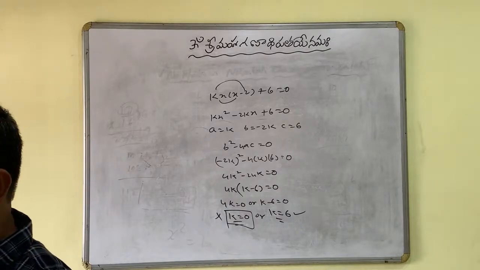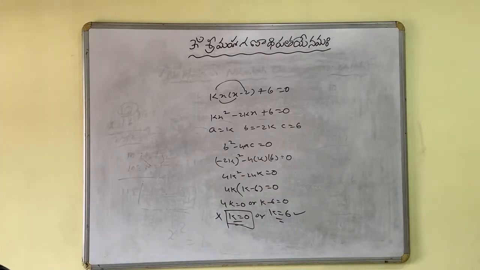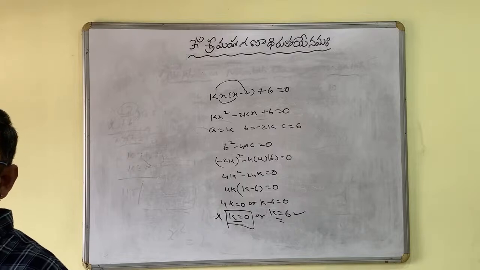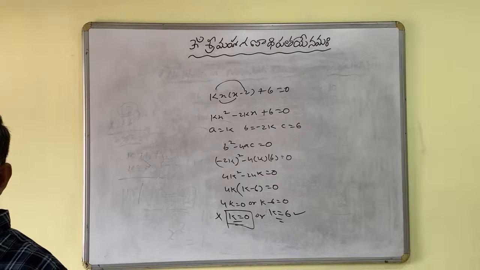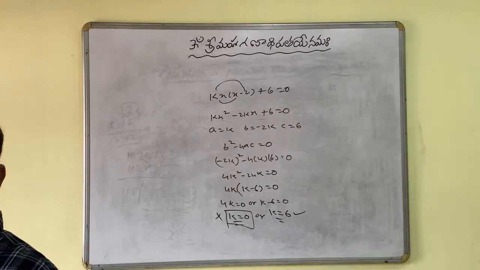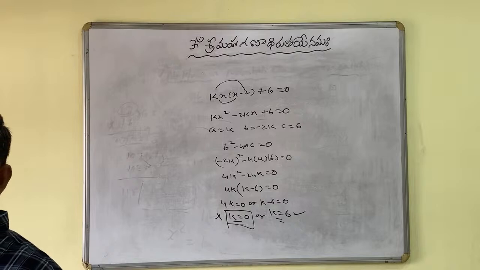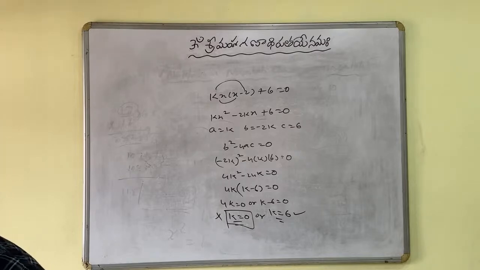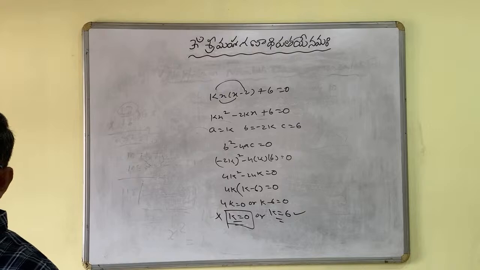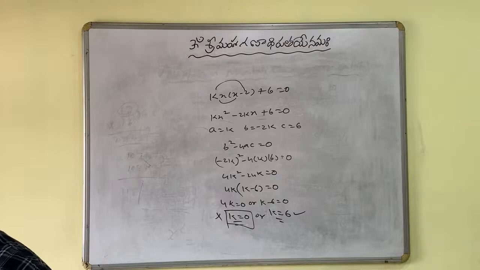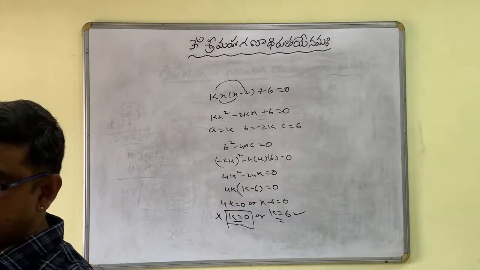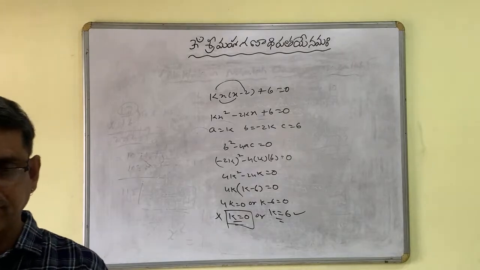Did you understand why k cannot be 0? What happens if k is 0? If k is 0, then kx square becomes 0x square. 0x square minus 2 into 0 into x plus 6. Then it will not become a quadratic equation. That's why k is equal to 0 is not a value. We cannot consider that value. So k equal to 6 is the only possibility. k value is 6. Understood?